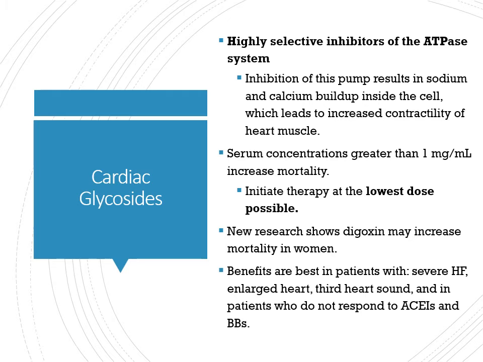There are three main glycosides available, with digoxin being by far the most commonly prescribed because of its convenient pharmacokinetics, its alternative routes of administration, and the techniques for monitoring its serum levels. Serum levels greater than 1 milligram per milliliter can cause increased mortality with digoxin. So we initiate therapy at the lowest dose. And we have most of our benefits in patients that have severe heart failure who are on all other drugs and are not responding to just the ACEs and beta blockers.